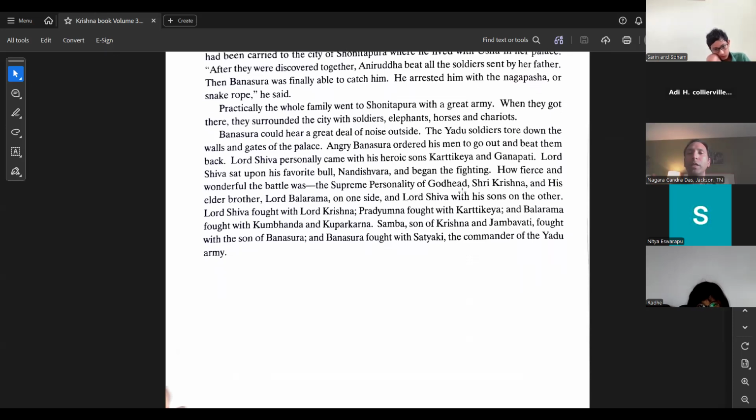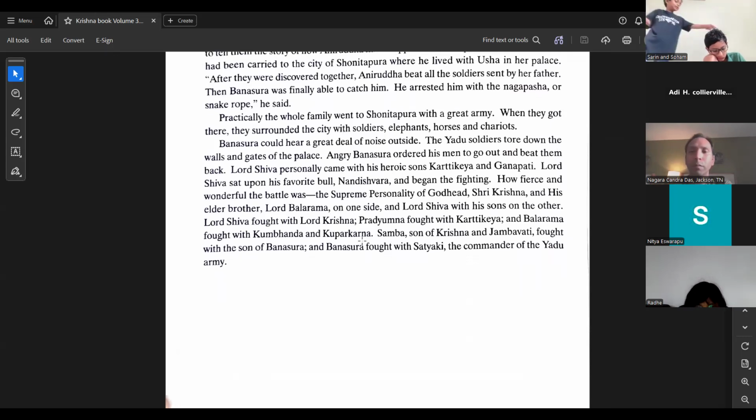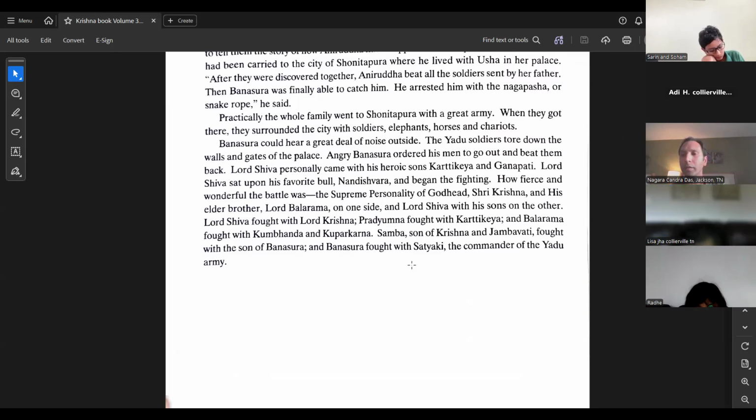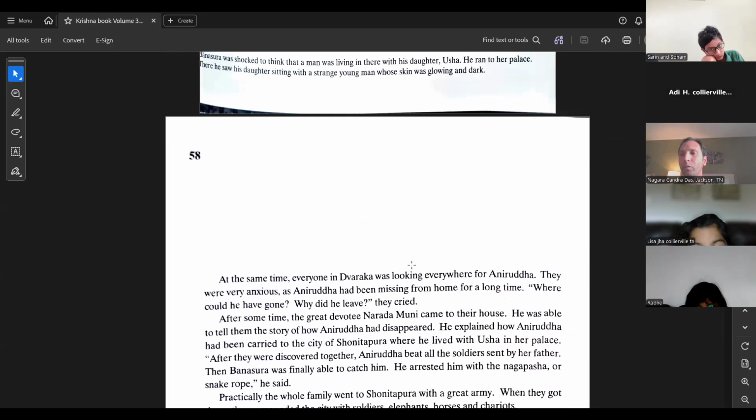The Supreme Personality of Godhead, Sri Krishna, and his elder brother Lord Balram were on one side, and Lord Shiva and his sons on the other. Lord Shiva fought with Lord Krishna, Pradyumna fought with Kartikeya, and Balram fought with Kumbhadna and Kuparkana. Samba, the son of Krishna and Jambavati, fought with the sons of Banasura. Banasura fought with Satyaki, the commander of the army. So a great fight took place.